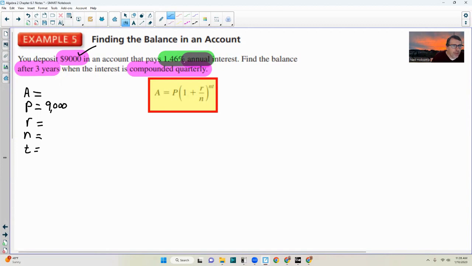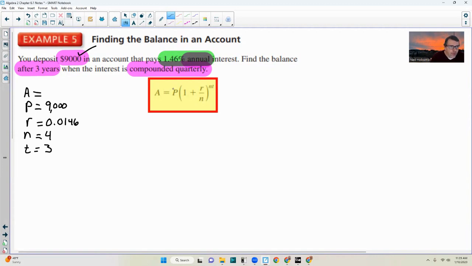The account pays 1.46% annual interest. That's the interest rate. So that is going to be our R, and we don't want it as a percent. So I move this 2 decimals to the left, and it's going to be 0.0146. So R is 0.0146 as a decimal, not a percent. Find the balance after 3 years. So time is 3. And compounded quarterly. Well, how many quarters are in 1 year? There are 4. So N is 4. Okay, so we have everything except A.